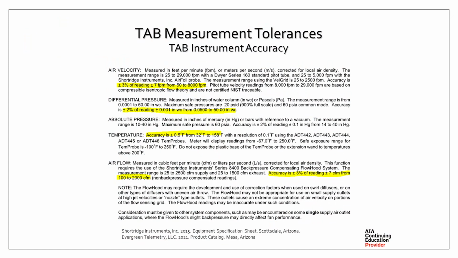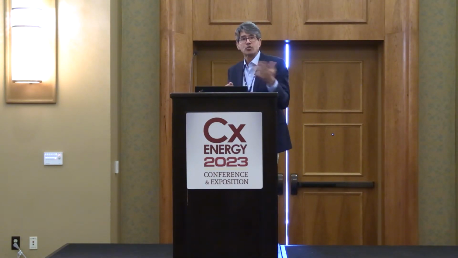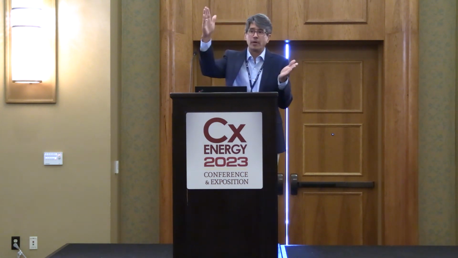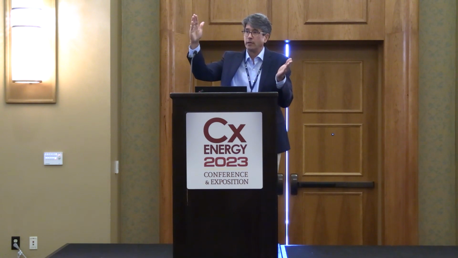Another little quick caveat, your instrument manufacturers across the TAB, they're all very similar. We'll go airflow, velocity, or air volume, CFM, feet per minute, plus or minus 7 feet per minute, or CFM, plus or minus 3%. So at 100 CFM, you're plus or minus 10%. You get to 200 CFM, you're plus or minus 6.5%. So as airflow goes up on those devices, accuracy gets better. As airflow goes down, accuracy gets worse.